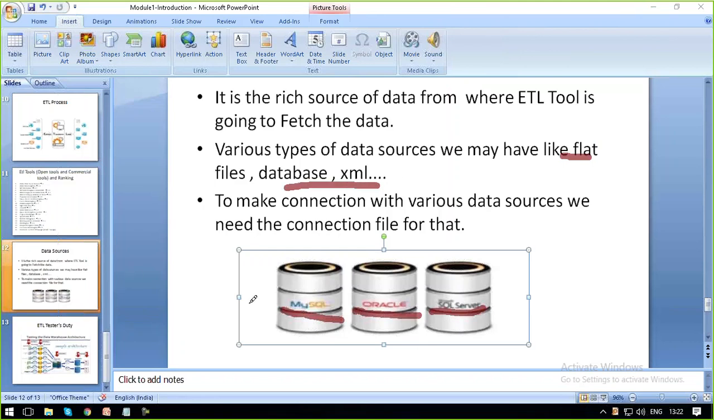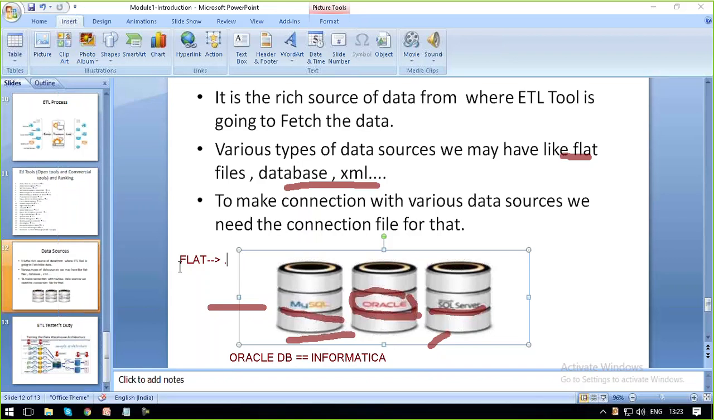But make sure that whichever database you are using, let's say Oracle, you need to make the connection between the Oracle database and the Informatica tool. This is what we need. We need to make a connection string between our Oracle database and the Informatica tool. In the same way, we need the connection file for MySQL, for SQL Server, and for flat file, what do we need?